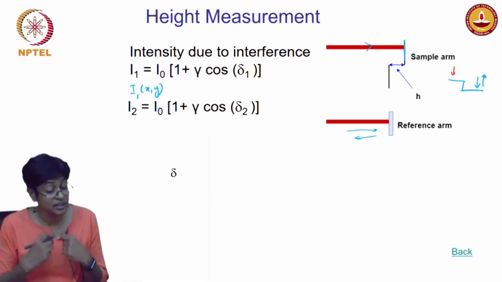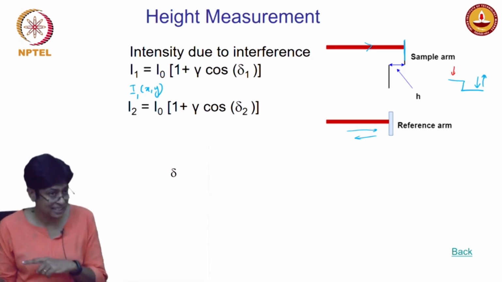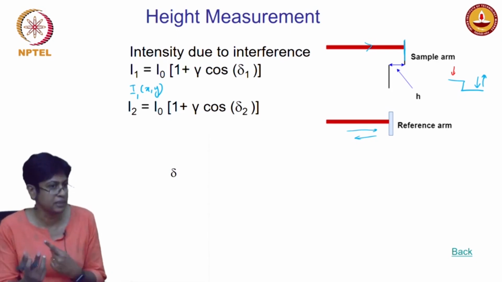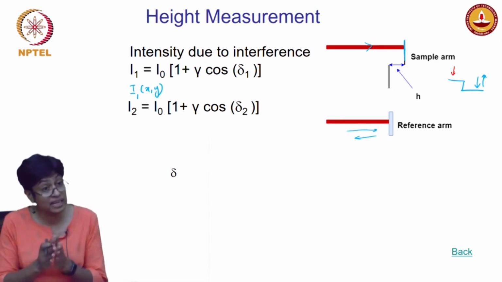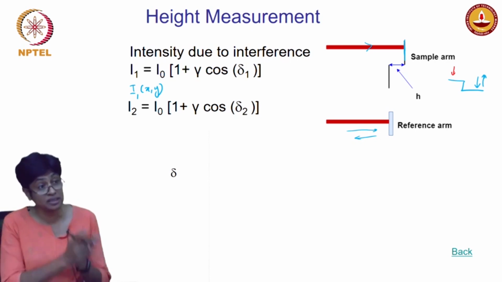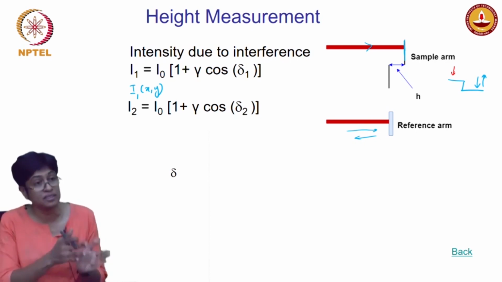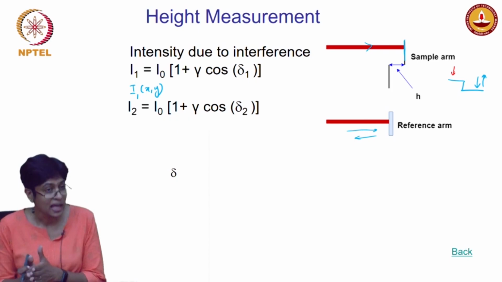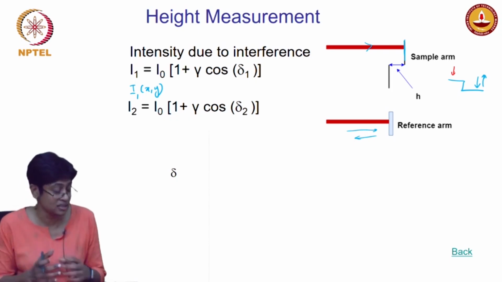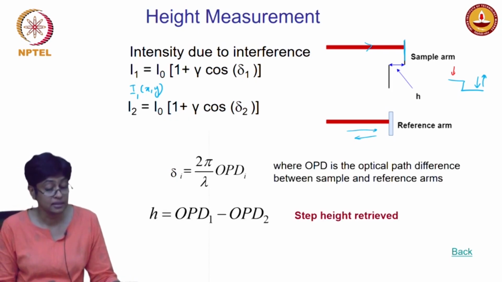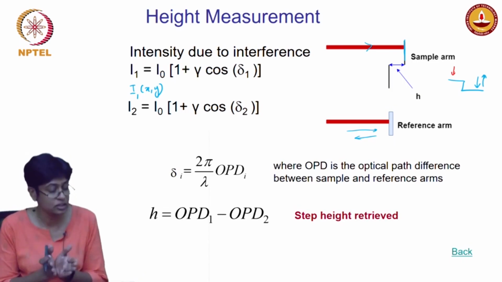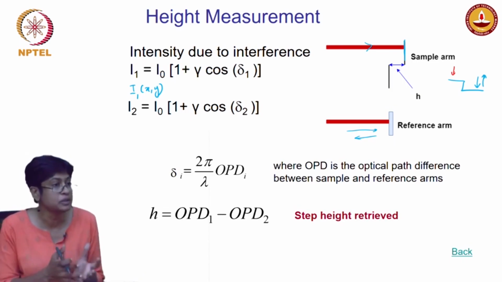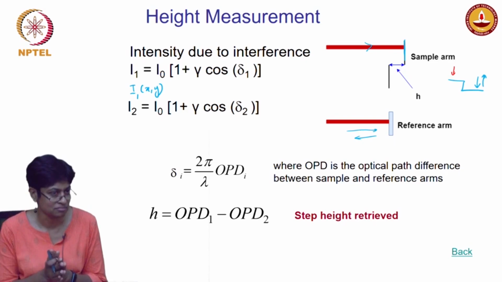What I am interested in is finding not delta 1 or delta 2. I want to find out the difference in optical path length. So delta 1 relates to the optical path length seen by the beam in the first case. Delta 2 is the optical path length seen by the beam in the second case. And if I could somehow get this information and take the difference between these optical path lengths, I should be able to extract height from that.